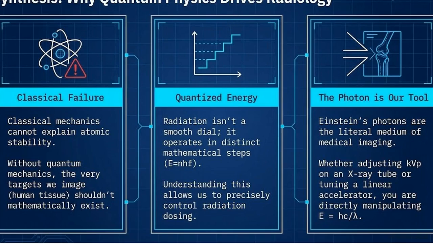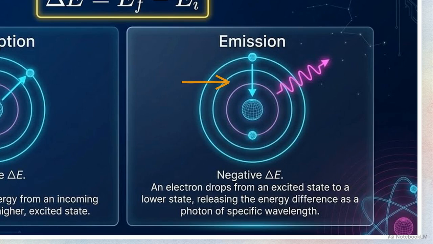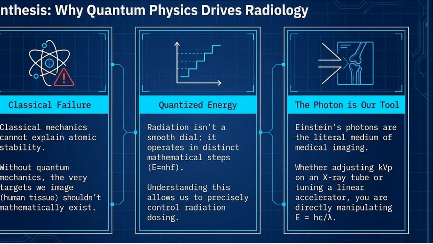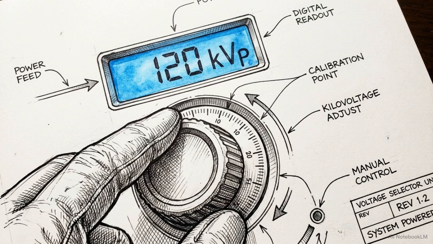When an electron drops from an excited state to a lower orbit, it releases the specific energy difference between those two levels. That energy manifests as a photon of a precise, measurable wavelength. This discrete jump is the source of characteristic radiation. Adjusting the kVp on an X-ray tube allows us to manipulate these transitions. The specific energies selected on a clinical console are the macroscopic result of these transitions.